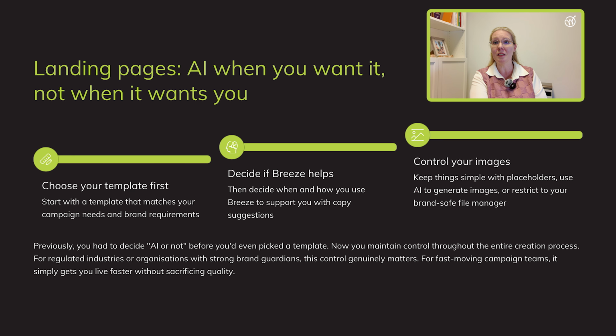On landing pages, there is now one simple creation flow. You pick your template first, then decide whether Breeze, HubSpot's AI, helps you with the copy. You also choose how images are handled. You can keep placeholders, use AI-generated images, or restrict everything to your approved file manager assets, which is ideal if you have strict brand or legal requirements.